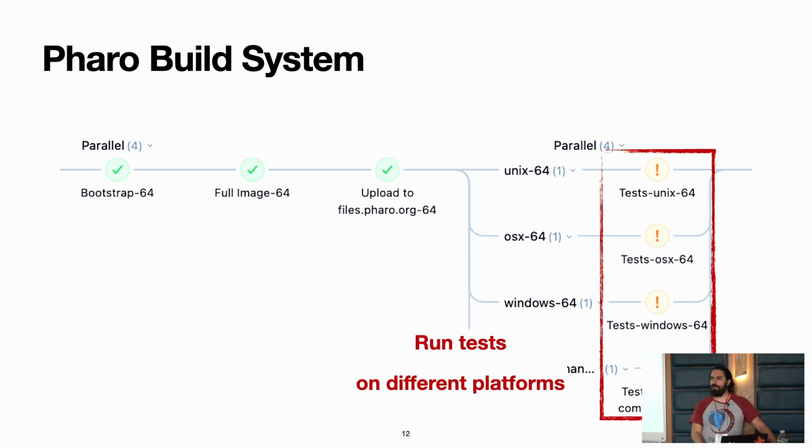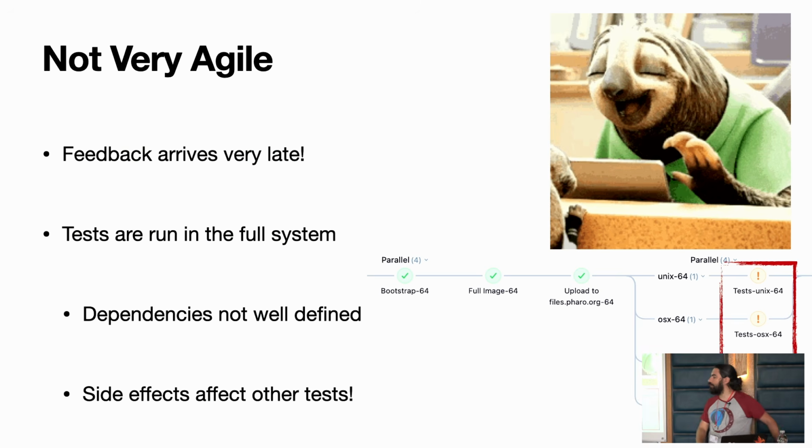Now, this works, of course. It's not very agile from my point of view, but I can still deal with that. The problem is that every time that we have a problem, the feedback arrives too late, because this takes time to execute, and these tests are executed really at the end of the full process, where maybe we shouldn't do it like that. There are other problems too, like for example, the tests are running once you have the full system.